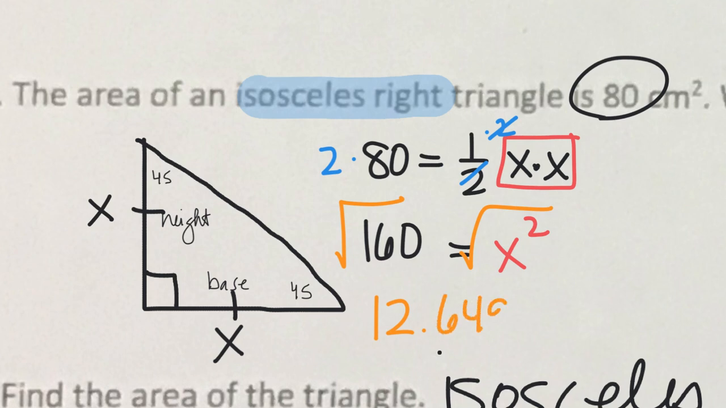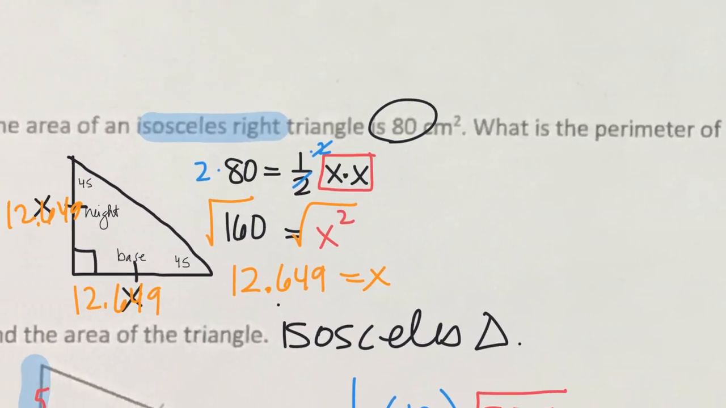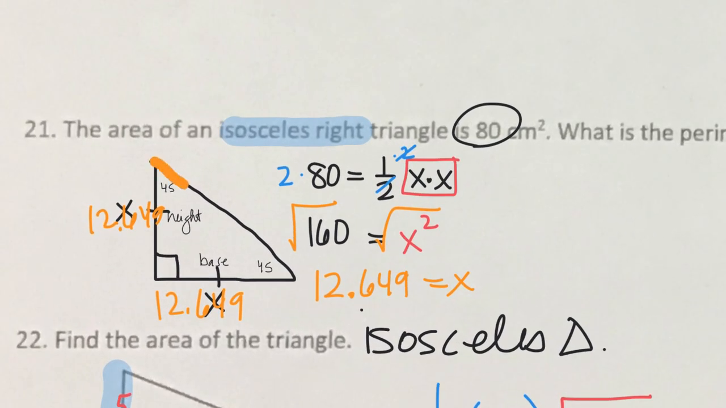12.649. So that is the length of one side. 12.649 and 12.649. So if I want to find the perimeter, I need to now calculate the hypotenuse.